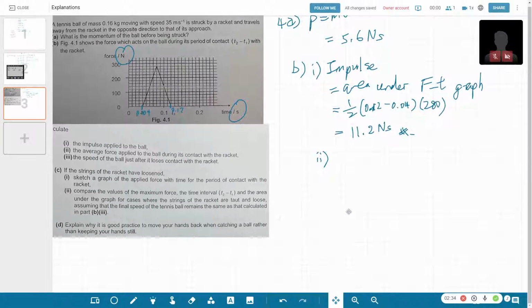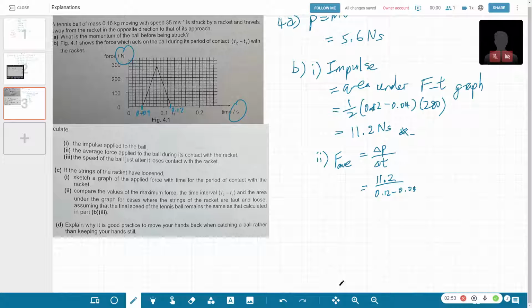Okay, so next we need to find the average force. Average force is just the change in momentum over the change in time. The change in momentum is the impulse, 11.2. Change in time is 0.12 minus 0.04, which we calculated earlier, t2 minus t1. So divide by 0.08, you'll get an average force of 140 newtons.